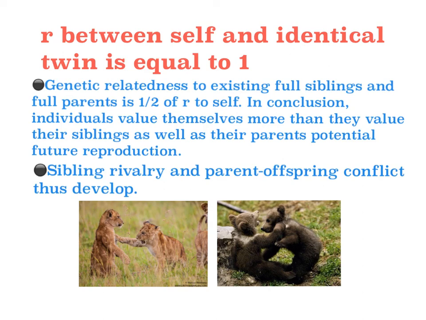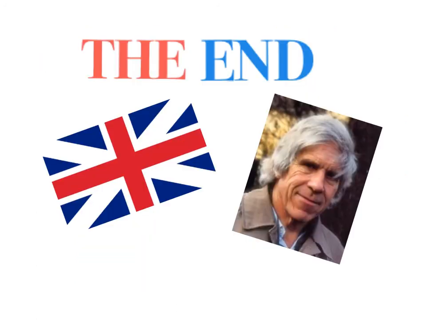In conclusion, individuals value themselves more than they value their siblings as well as their parents' potential future reproduction. Unfortunately, sibling rivalry and parent-offspring conflict thus develop. The end.